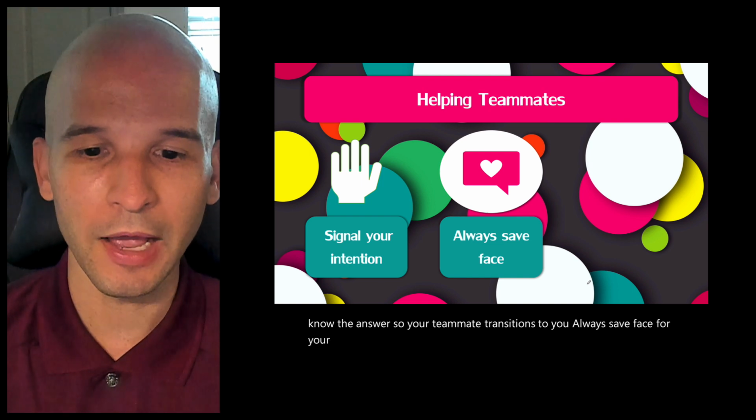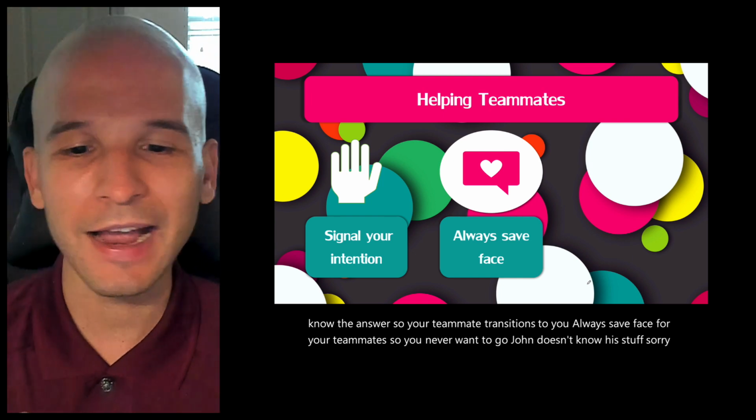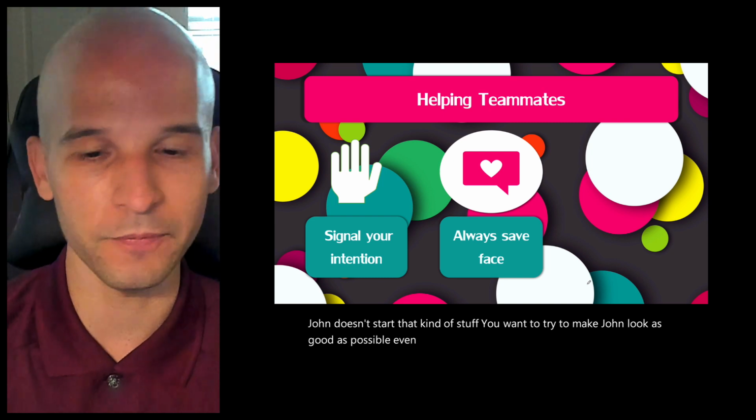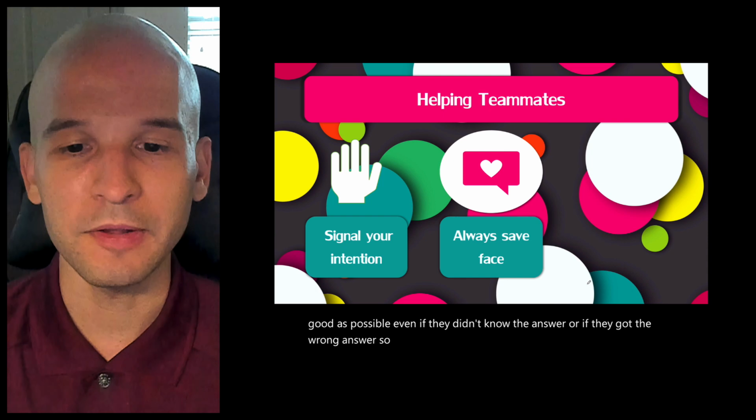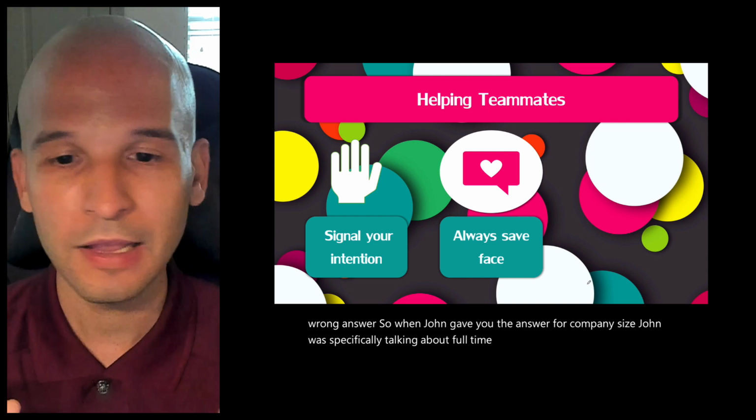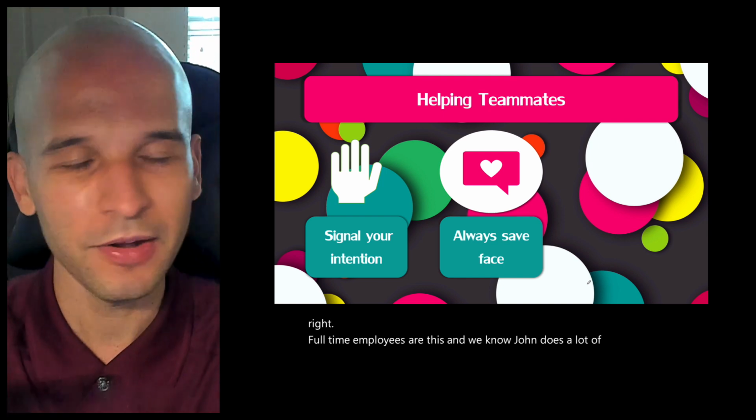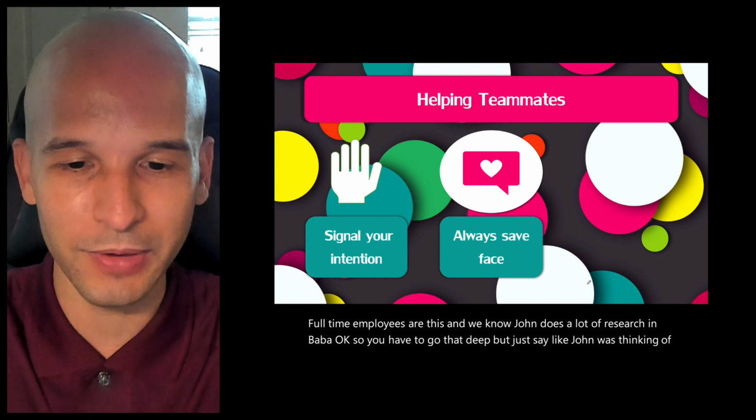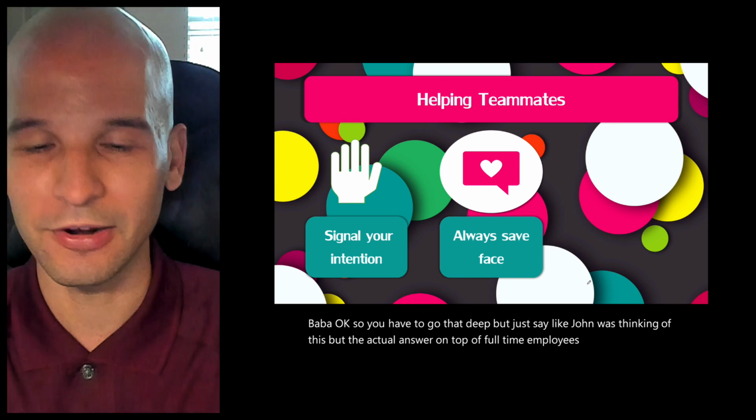So you never want to go like, well, John doesn't know his stuff. Sorry, you know, John doesn't study. You want to try to make John look as good as possible, even if they didn't know the answer or if they got the wrong answer. So when John gave you the answer for company size, John was specifically talking about full-time employees, and he's exactly right. Full-time employees are this, and we know John does a lot of research. Okay, so you don't have to go that deep, but just say, John was thinking of this, but the actual answer on top of full-time employees with contractors, here's the actual answer.